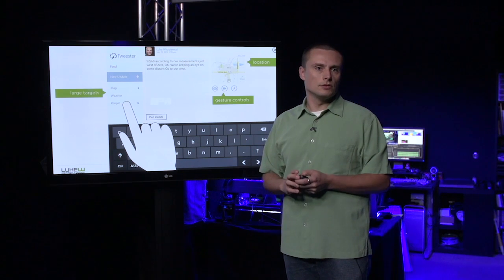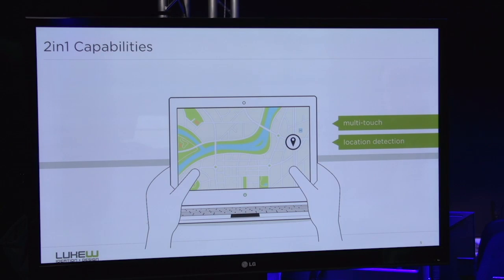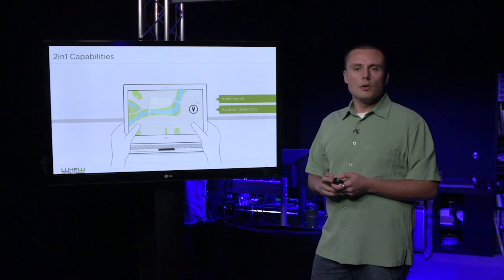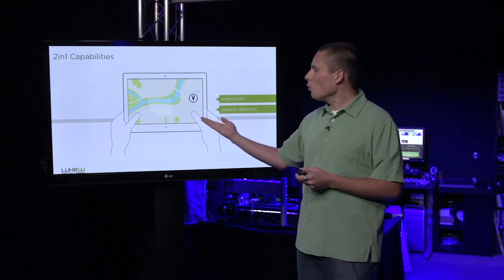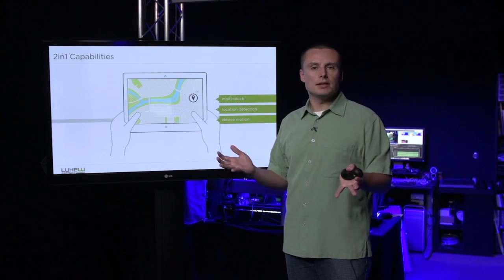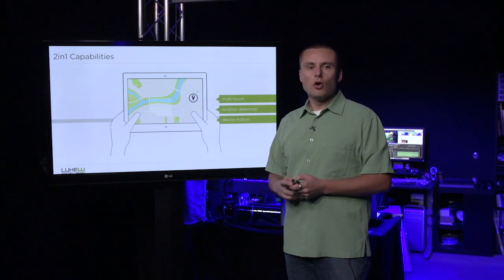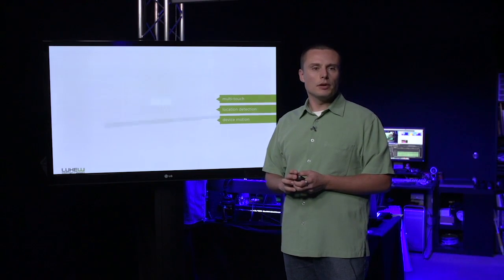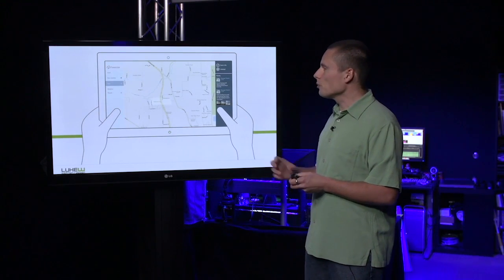But the capabilities in two-in-one computers don't end with multi-touch and location detection. We also have device motion. With device motion, we can not only tell when a screen is detached from its dock, but also when it's pivoted into landscape or portrait mode, or when it's moved in the hand left and right. This sort of natural pivoting allows us to have a different form of input.